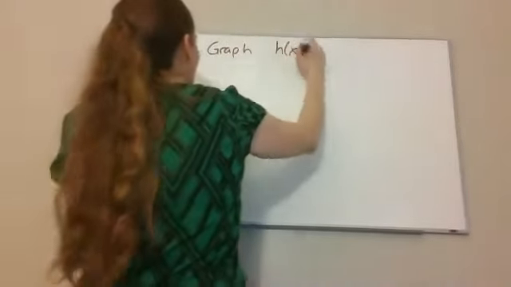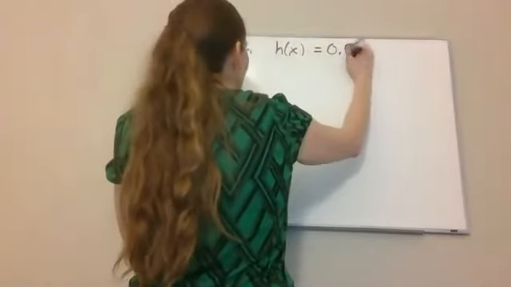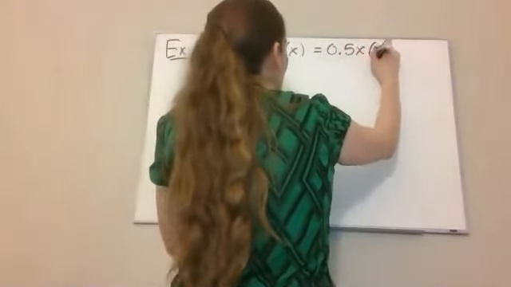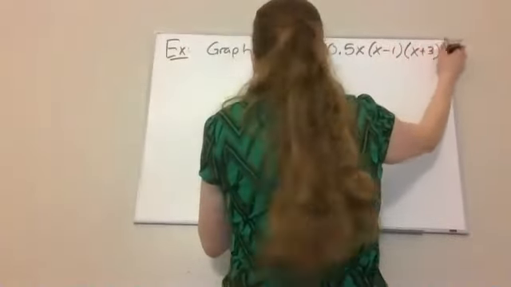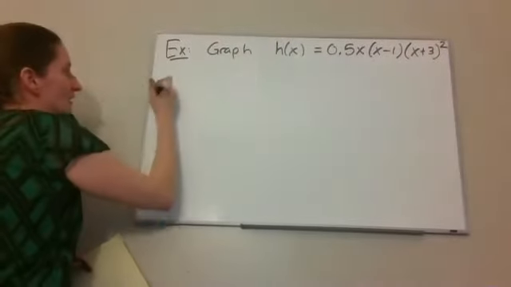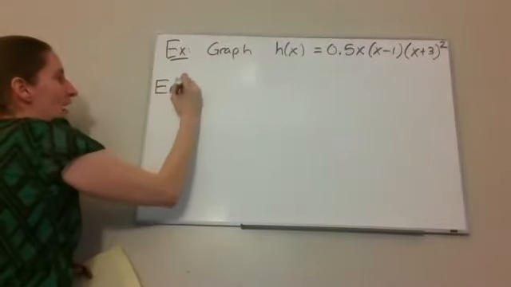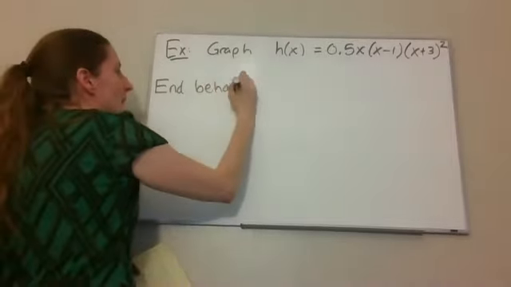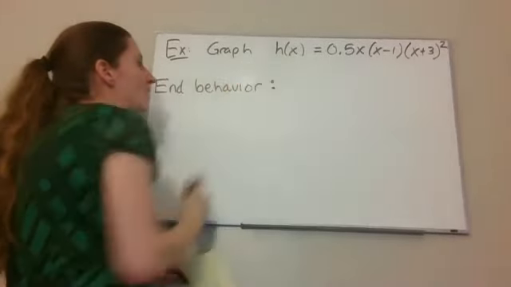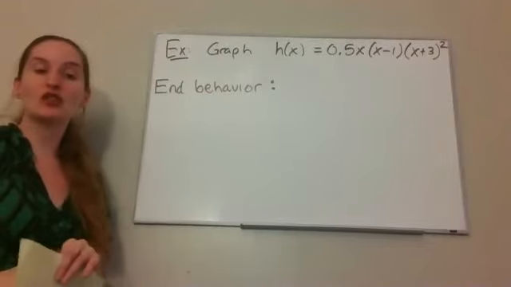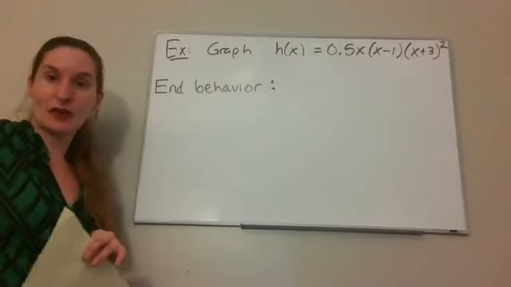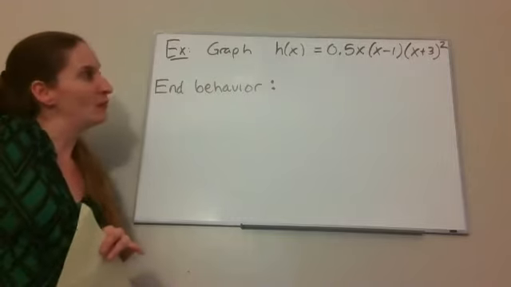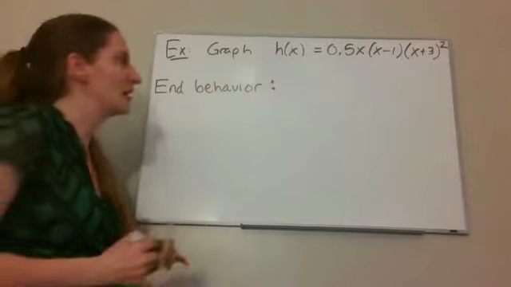Graph h of x equals 0.5 times x minus 1 times x plus 3 to the second power. So start with your end behavior. And remember, for the end behavior, we need to look at what the leading term is. Now this guy's completely factored for us, which is going to come in handy later.